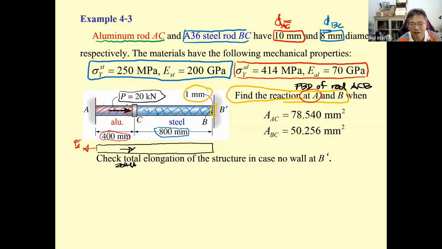Let's assume that over here is going to be the free end first, and we're going to consider the deformation of this portion AC.